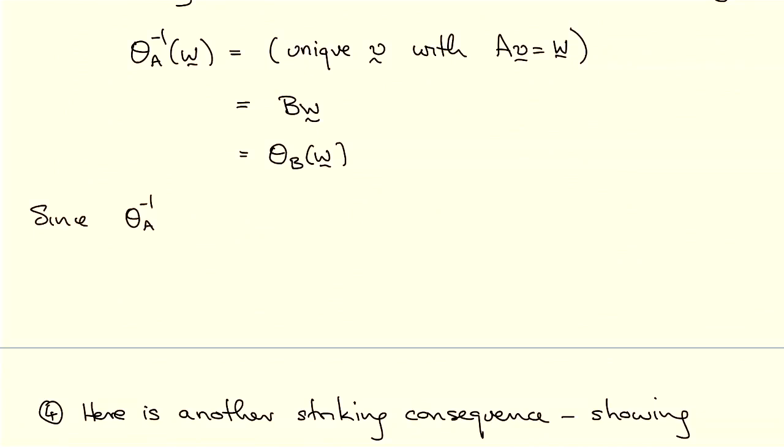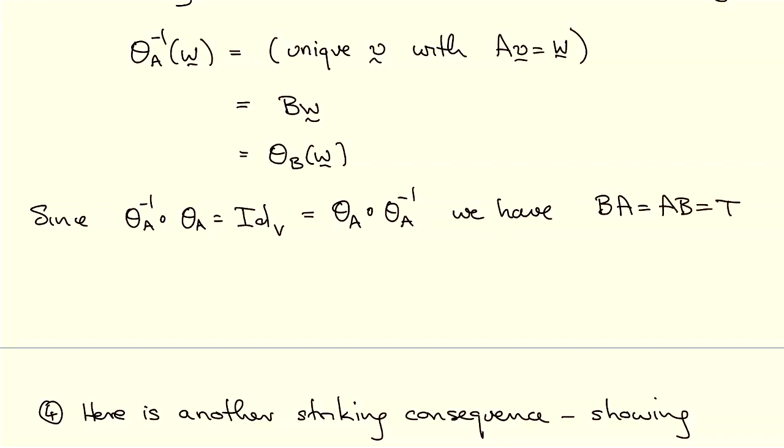So then, since theta A inverse composed with theta A equals the identity map on V, and that's also theta A composed with theta A inverse. That's about something about functions. I mean, the inverse of functions satisfies that F composed with G and G composed with F are the identities on the domain or codomain, respectively, but here the domain and codomain are the same thing. And so that gives BA equals AB equals I.